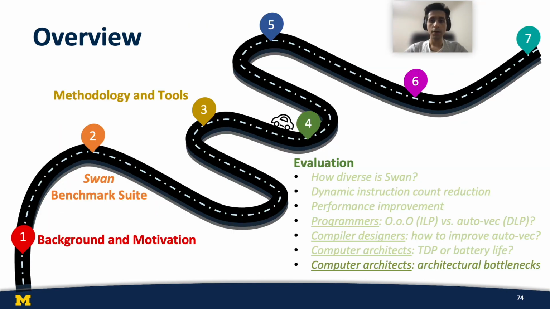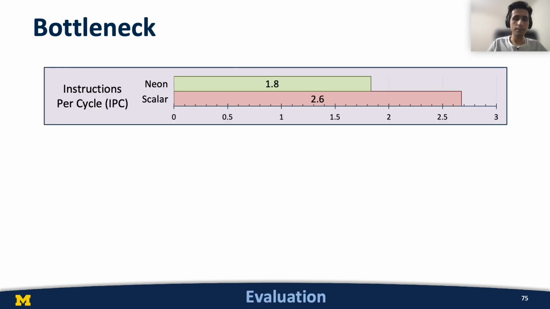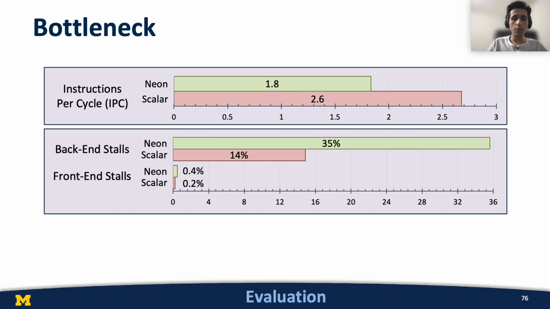Next, we studied the bottlenecks of vector processing using Intel's top-down microarchitecture analysis. First, we observed that vector processing reduces the instructions per cycle or IPC of the data parallel kernels. Our profile result shows that vector processing is mainly bottlenecked by the backend stalls of the core. On average, 35% of the cycles are stalled by the backend.